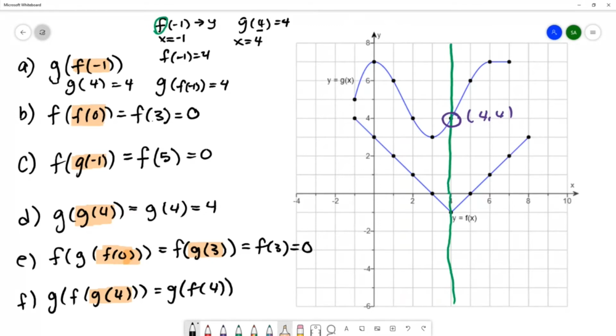Now we need to find F of 4. And F of 4 will be using this point here, which is the point 4, negative 1. And G of negative 1, we have an x of negative 1, and on the graph of G will be the ordered pair negative 1, 5. So G of negative 1 is 5.